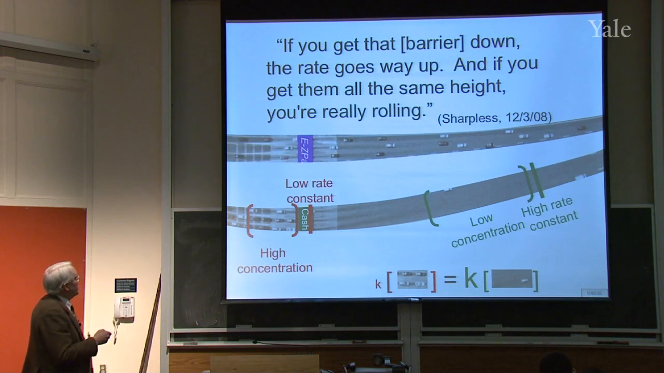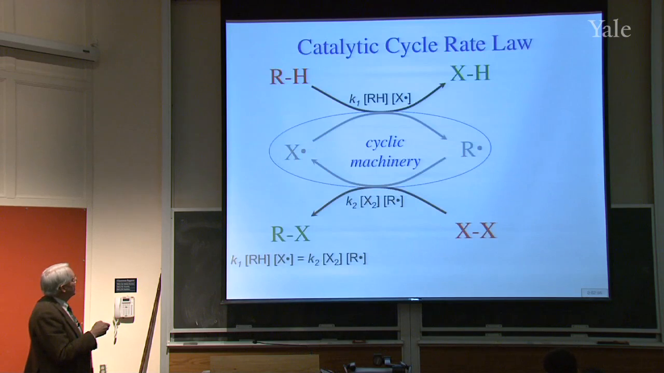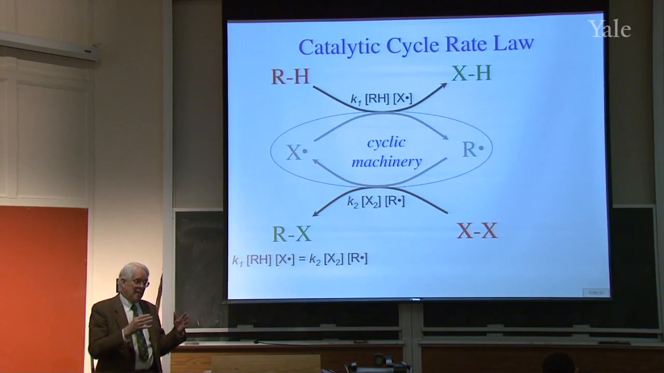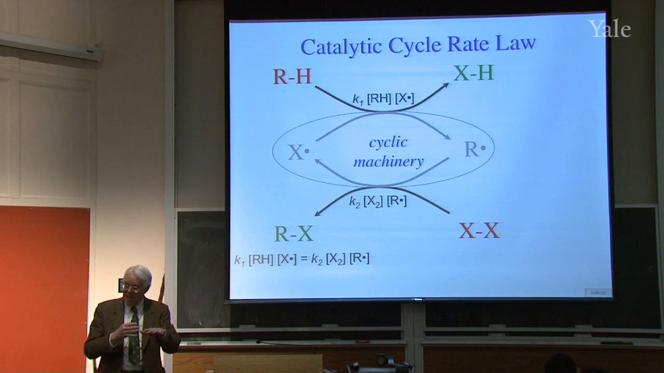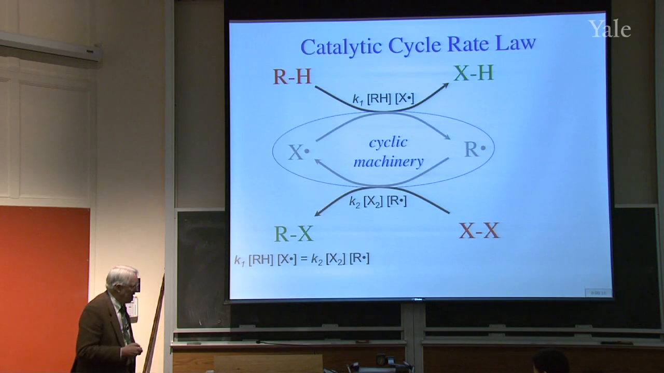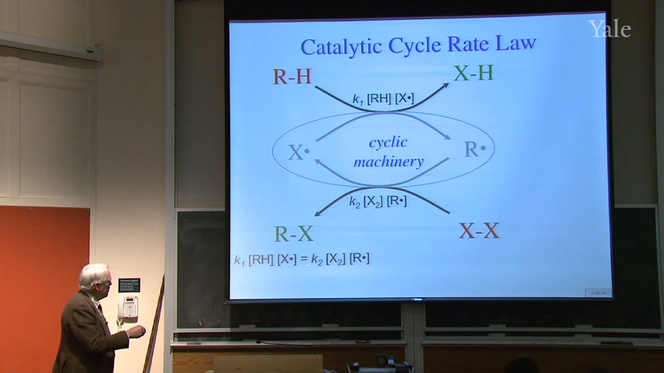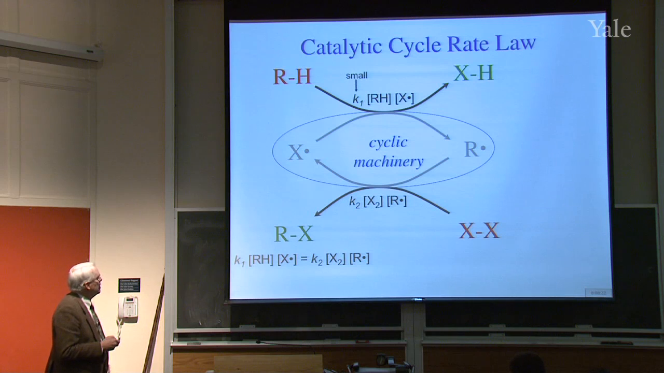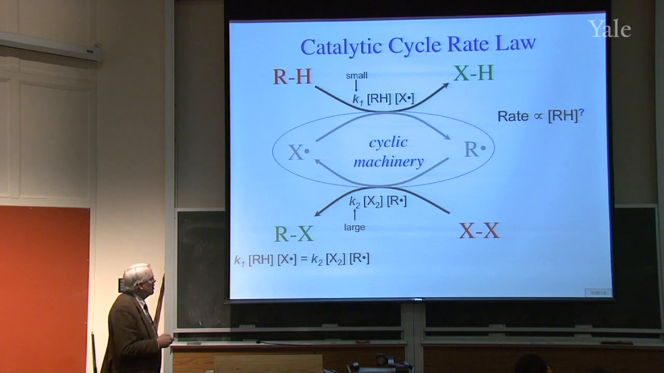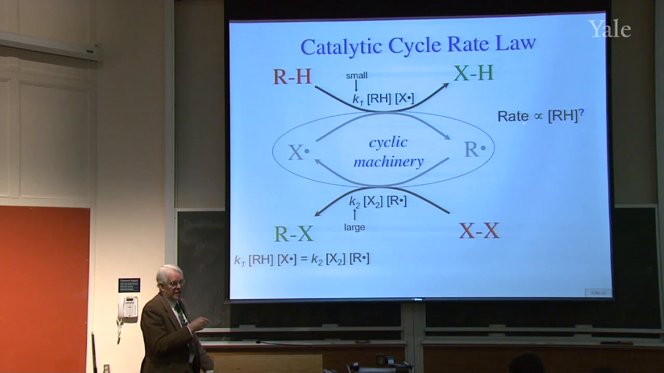So notice that's what happens in the easy pass lane, right? They go at the same rate because you've gotten that first big rate constant down, the barrier down for that first step. Okay, now let's apply that principle back to this catalytic cycle. So we had from the previous slide that these two had to be equal when the machine is running. Okay, now suppose K1 is small and K2 is large. Okay, so now how does the rate, the amount of material you produce per minute, depend on the concentration of RH?